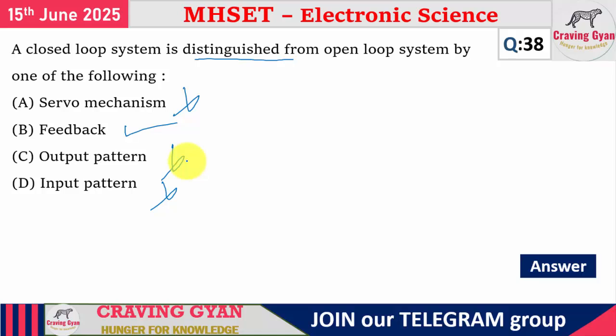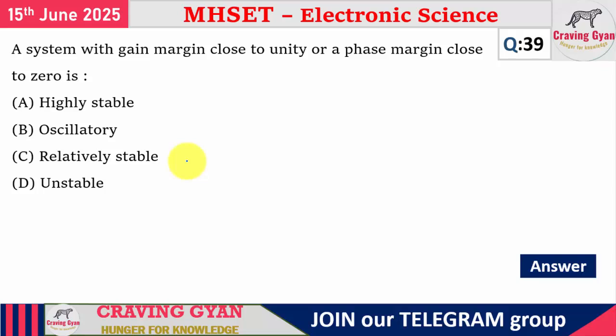So how you are going to distinguish the feedback, or how you are going to distinguish the closed loop system with the help of open loop system, means with the help of feedback. In the case of closed loop you will be having feedback. In the case of open loop you will not be having any feedback. Option B is going to follow.